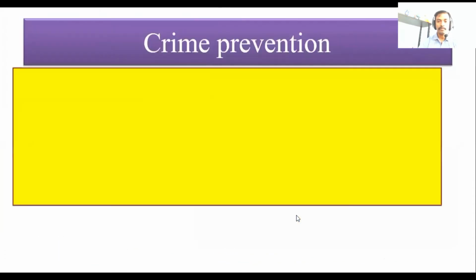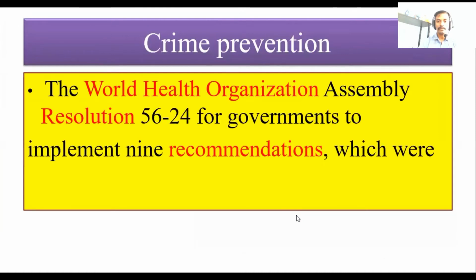Then crime prevention. The World Health Organization Assembly resolution 5624 for governments to implement recommendations. So students, crime is a major issue in our society. Crime directly impacts the health status of people. So the World Health Organization has taken considerable measures, with the following recommendations to each government.